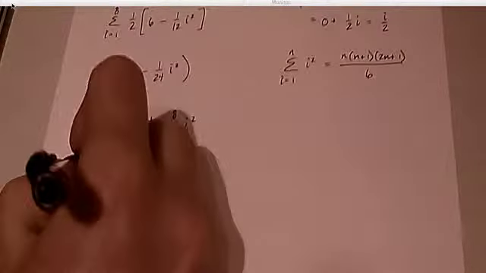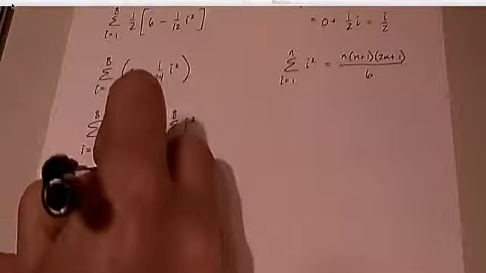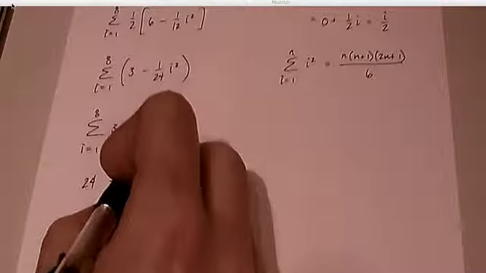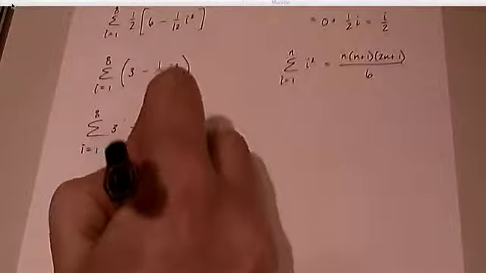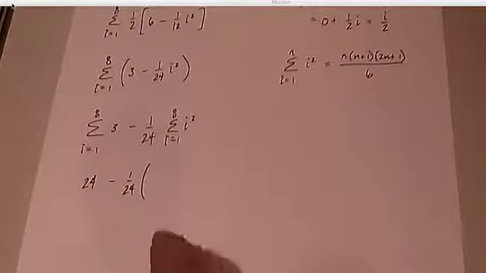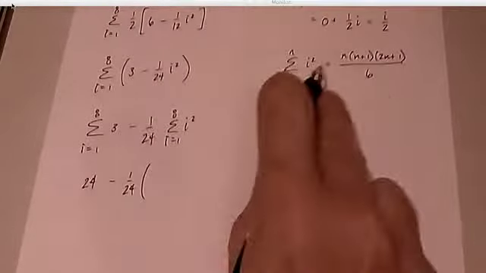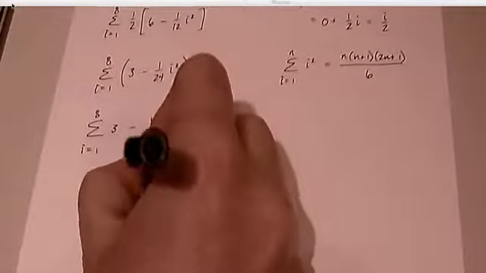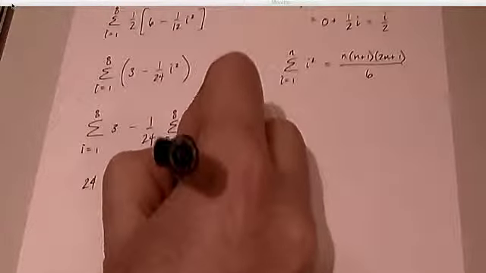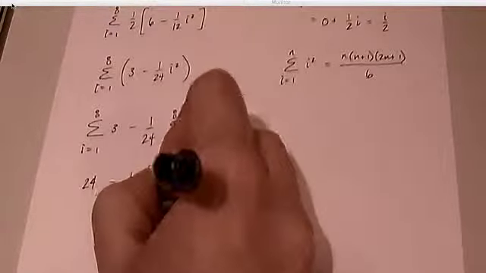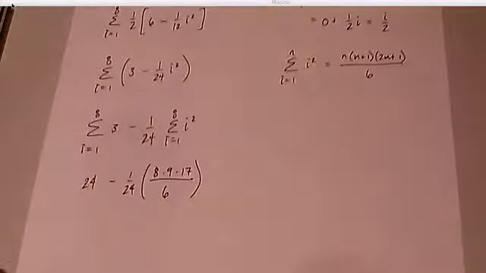Okay, well, this is obviously 24. Oh my gosh, that's the same as the last time. Okay, that's not a coincidence, by the way. Minus 1 over 24. Okay, now I need to plug 8 in for n. Okay, so it's 8 times 9 times 17 over 6.